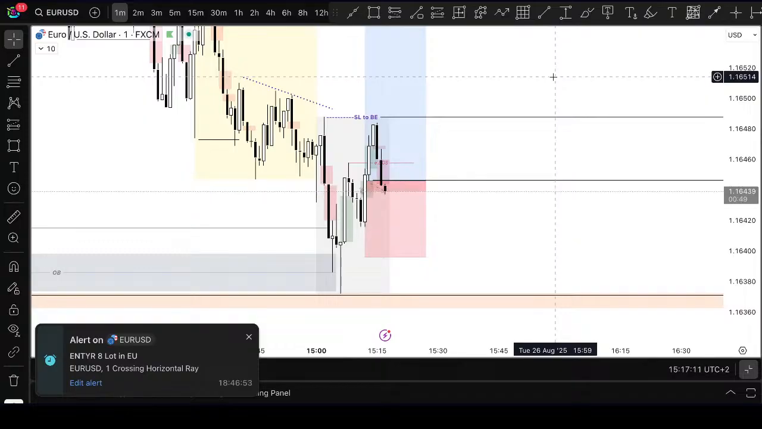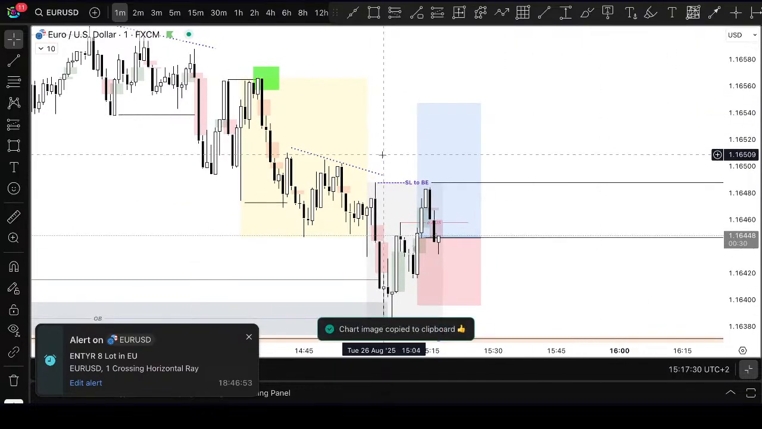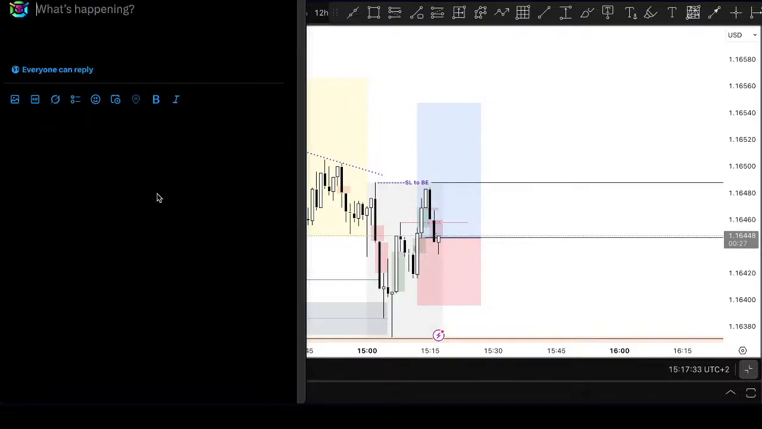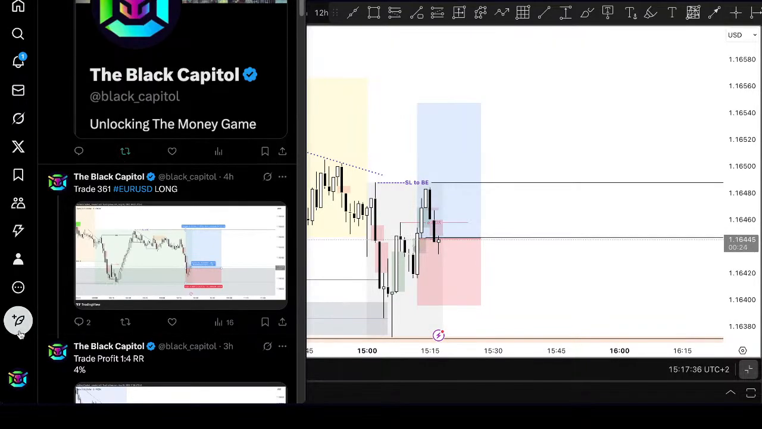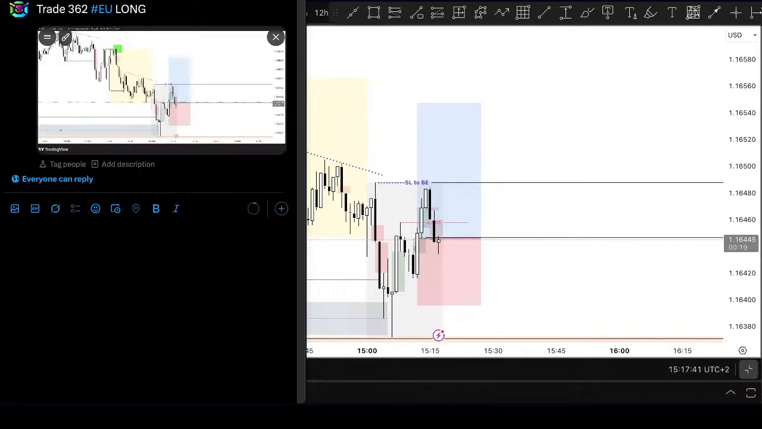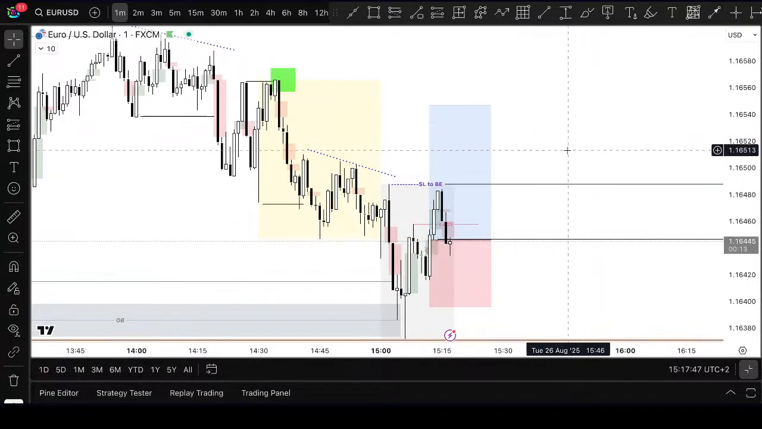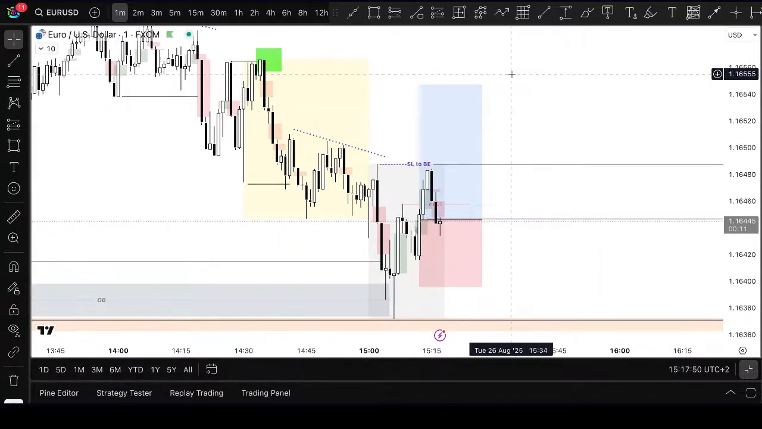Stop loss. Yeah, it's a good trade. Yeah, let me update it in my Twitter page. Now, what is the trade number? 362. Trade 362. EU long. Yeah, we have an entry. It's a good trade with the trend, with the confirmation. Yeah, I'm happy with this stuff.